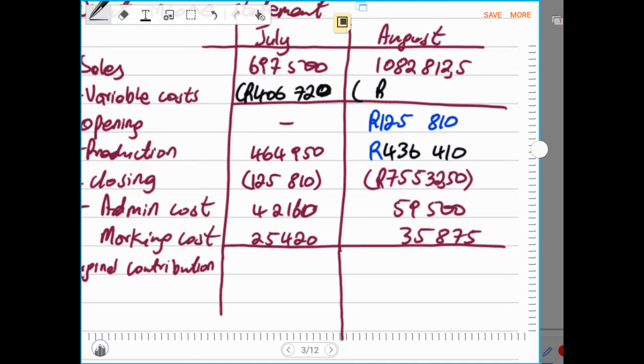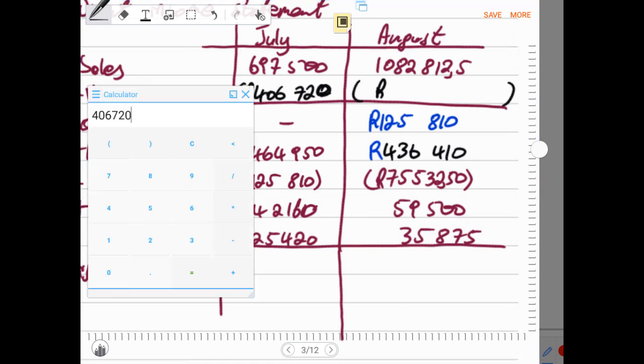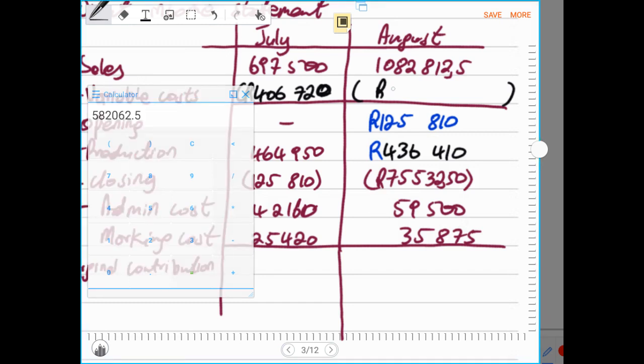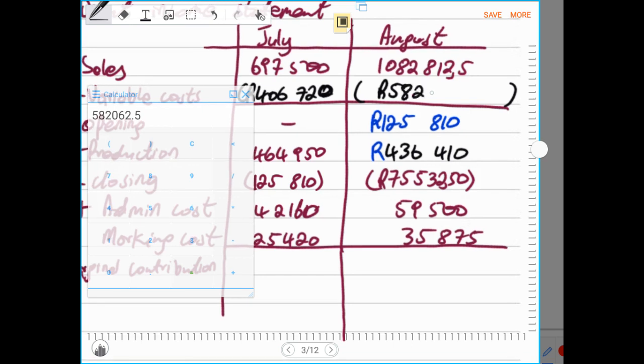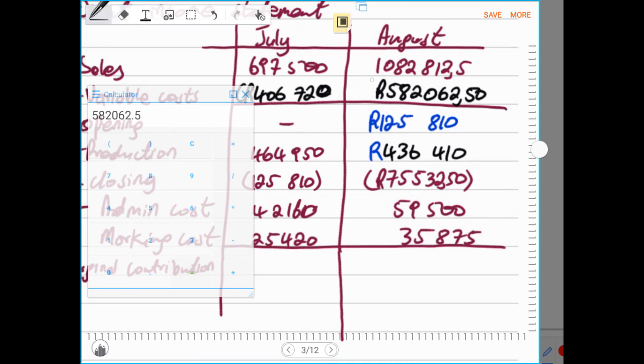And for the month of August, we have 125,810 plus 436,410 minus 75,532.50 plus 59,500 plus 35,875, and this gives us 582,062.50.